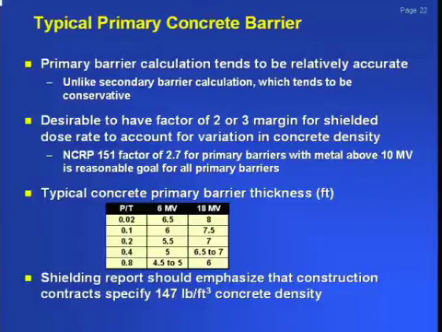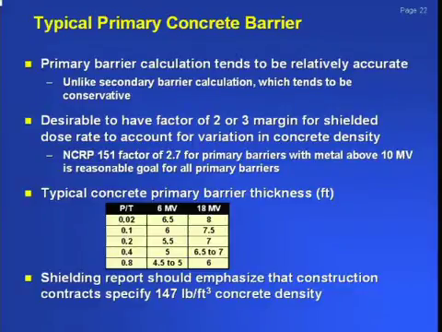All of us use what we call the fudge factor. And I realize it is a safety margin, but I would really recommend you do the same thing. You don't want to calculate a minimum barrier. It is very desirable to put a factor of 2 or 3 in for that shielded dose rate to account for variation in any of your concrete density. NCRP 151 recommends a factor of 2.7 for primary barriers, particularly with metal above 10 MV. So that is the common fudge factor.